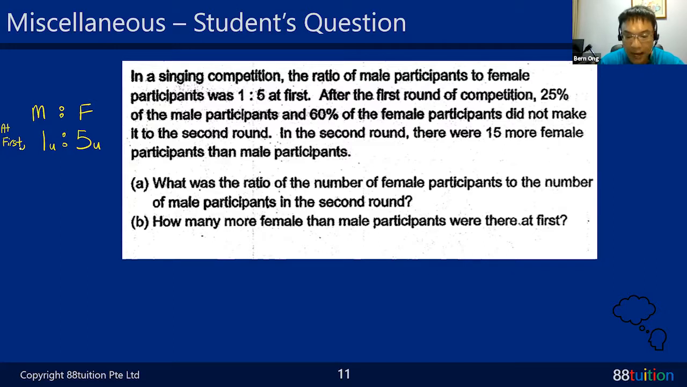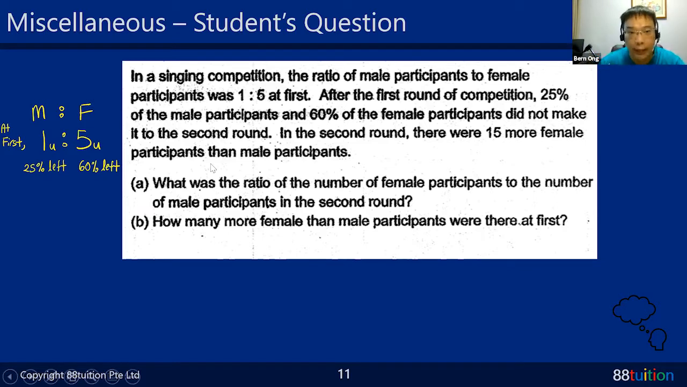25% of the male and 60% of the female did not make it to the second round. All right, so down here, 25% did not make it. So 25% means what? 25% left, right? And also the female is 60% left because they didn't make it to the second round. Can you see or not?